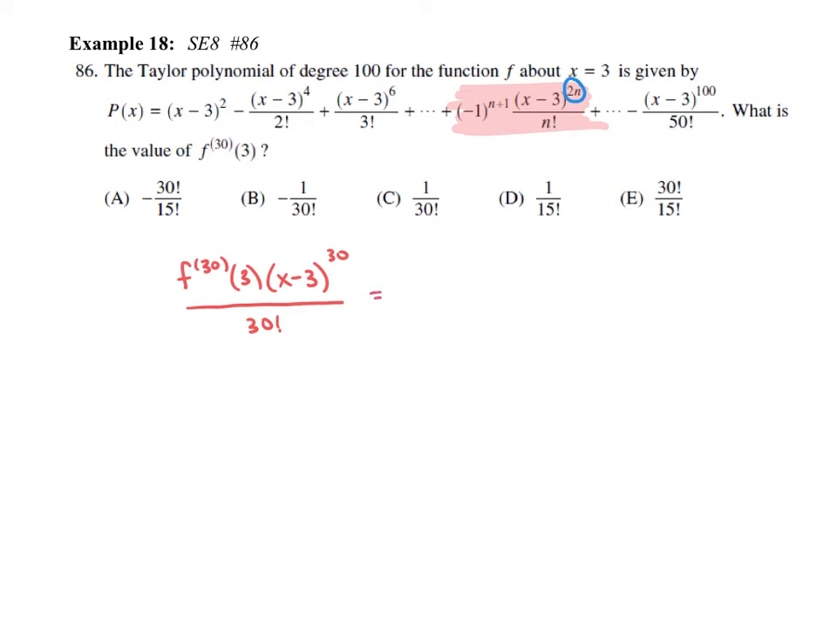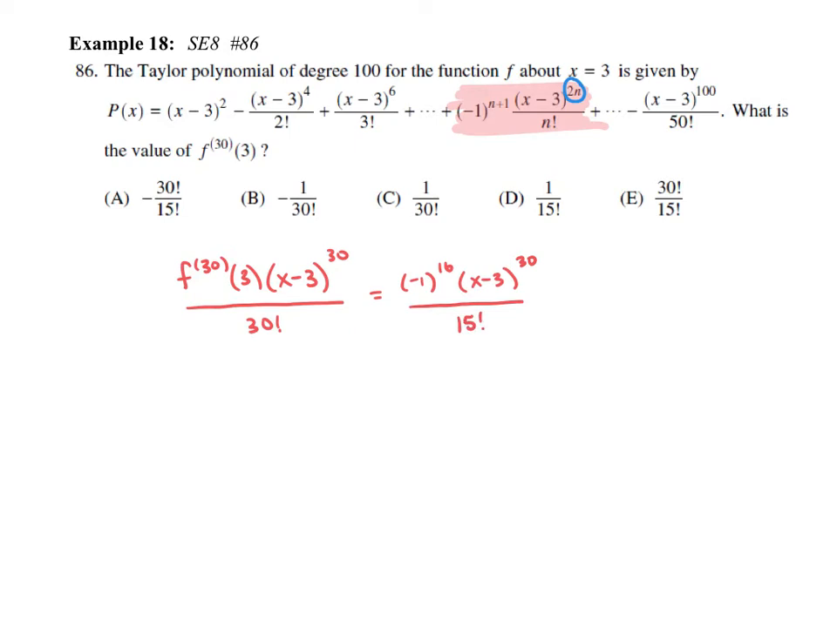So we'll write out the specific term based on this polynomial. We have negative 1 to the 15 plus 1, so to the 16th power, multiplied by x minus 3 to the 2 times 15, 30th. That's why we picked 15 for n. And we have then n factorial, so 15 factorial.